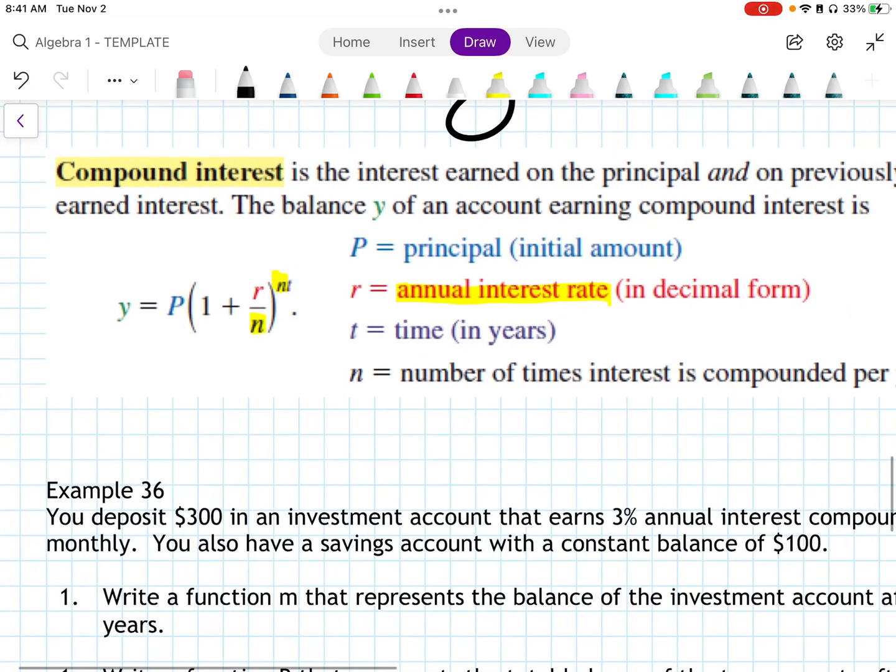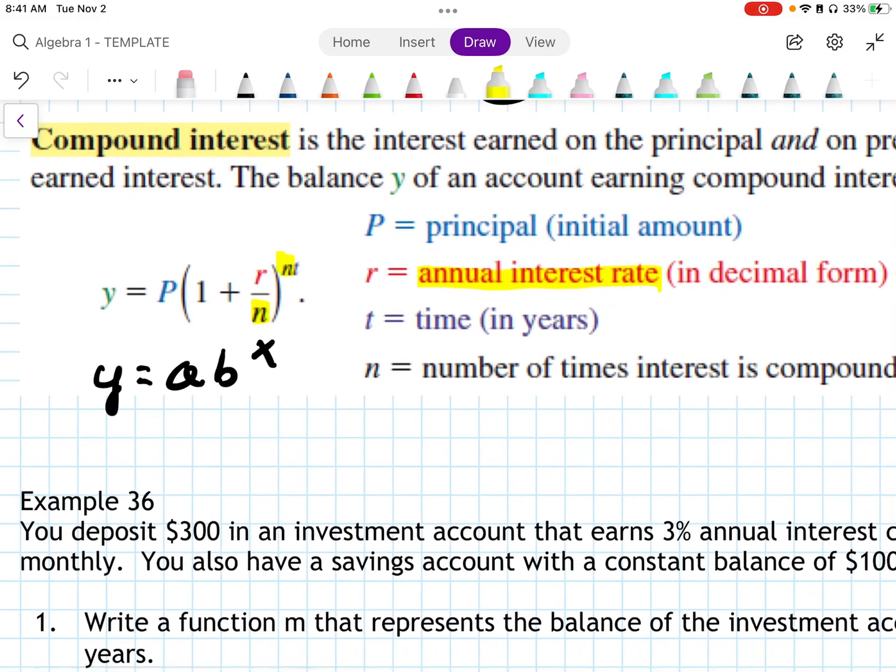So normally, let's compare this to y equals a b to the x. We want to compare it to that. A would be like our y-intercept. That would be our initial value. That's P, our principal. If we're talking about savings accounts, then the principal is however much you deposit initially.